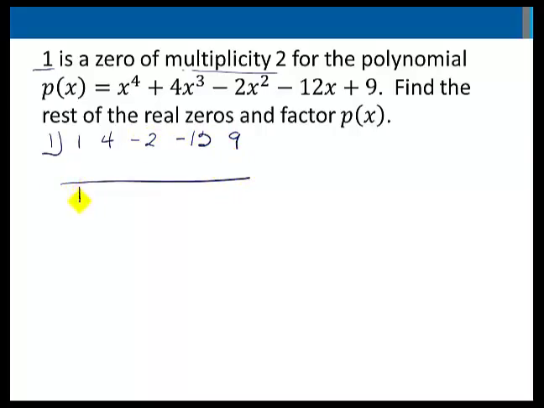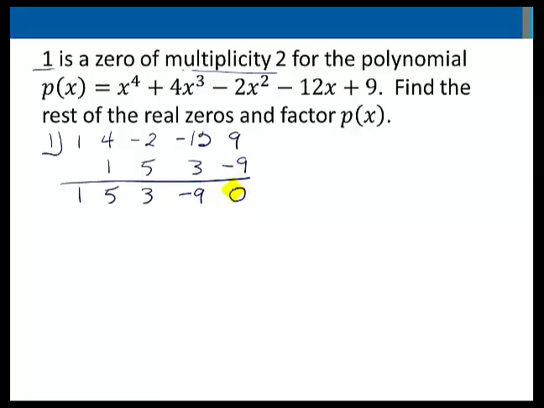I'll bring down the 1 using synthetic division. 1 times 1 is 1. 4 plus 1 is 5. 1 times 5 is 5. Negative 2 plus 5 is 3. 1 times 3 is 3. Negative 12 plus 3 is negative 9. 1 times negative 9 is negative 9. And 9 plus negative 9 is a remainder of 0.